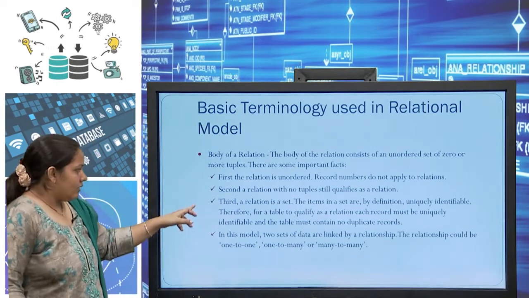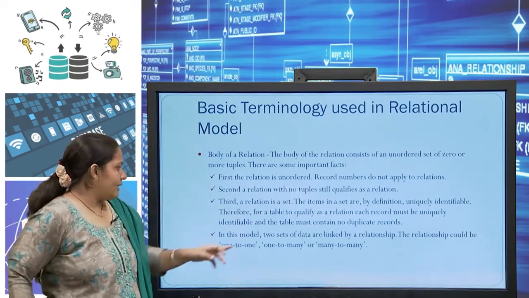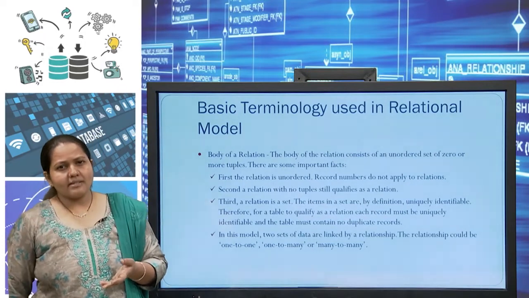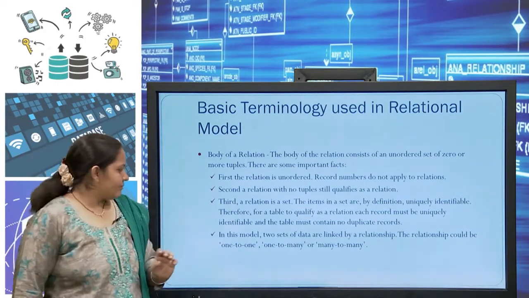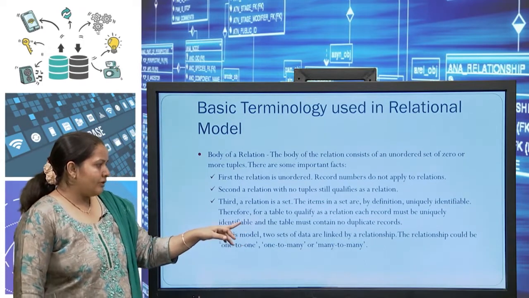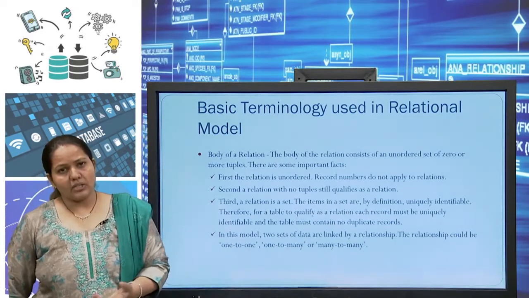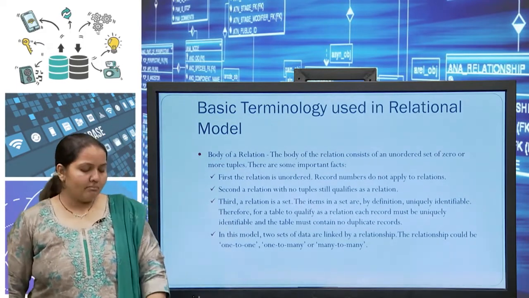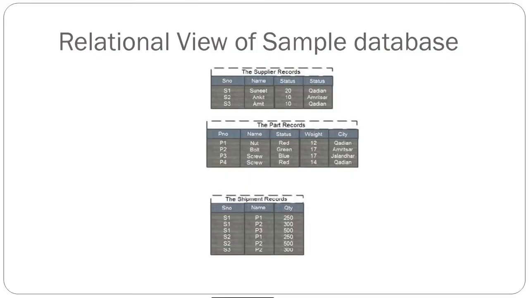So whenever you are defining a relation, you have to take care that records are uniquely identifiable. For that, constraints are available to remove duplications and to make records unified and uniquely identified. In this model, 2 sets of data are linked in a relationship. You can define relationships among the data as one to one, one to many and many to many. So what is one to one, one to many or many to many? By taking this example, we will show how this relationship is established among the data.